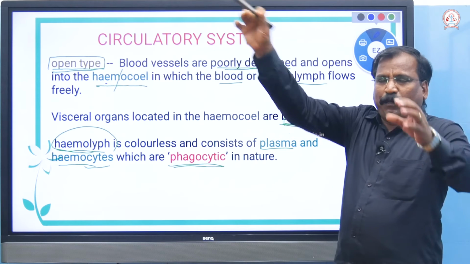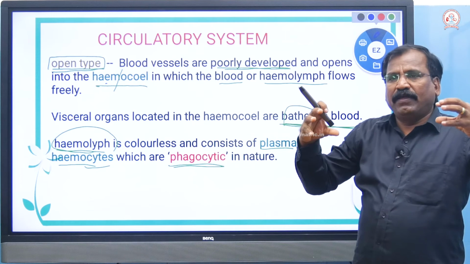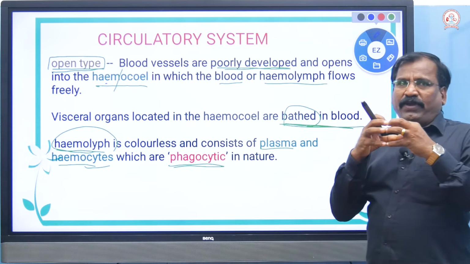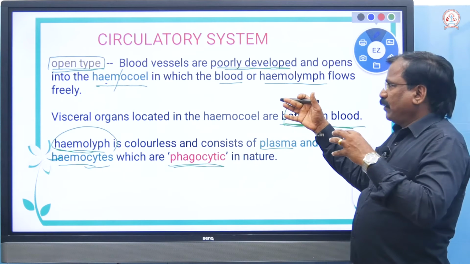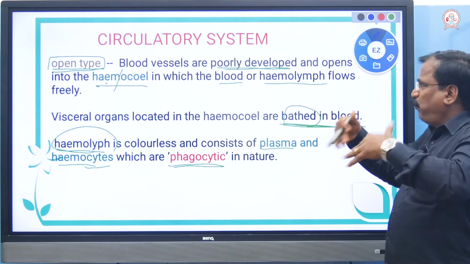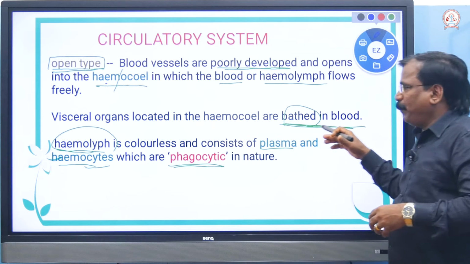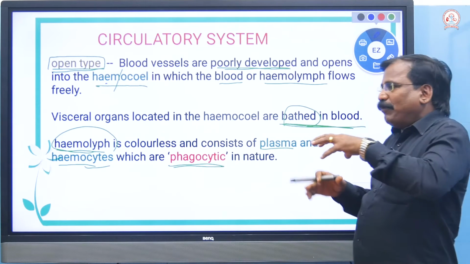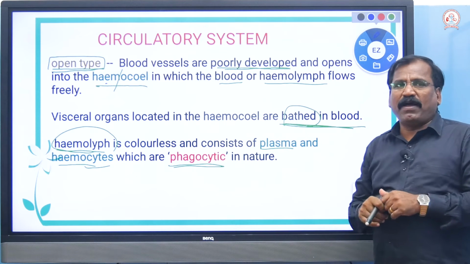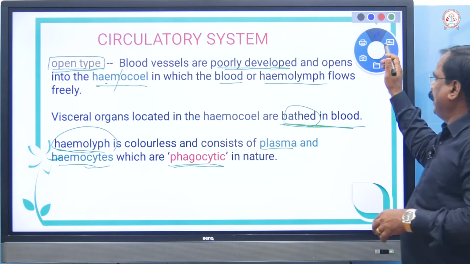Understood? Now we say it is open type. The blood vessels are poorly developed. The blood vessels open into the hemocoel. So the blood flows freely into the hemocoel, and the visceral organs are bathed in the blood. The hemolymph, or the blood, is composed of plasma and hemocytes, which are phagocytic in nature.